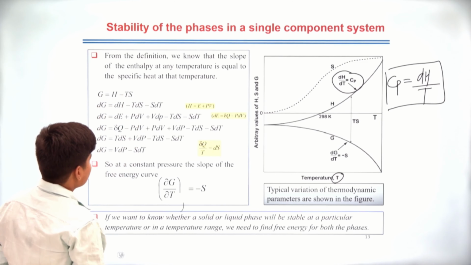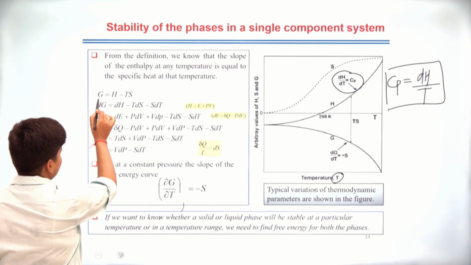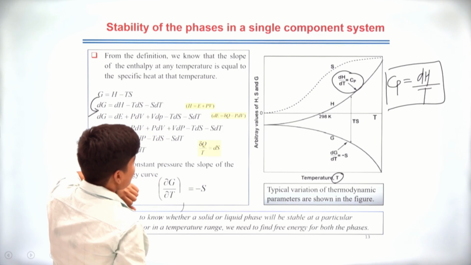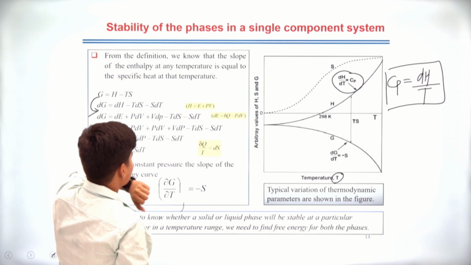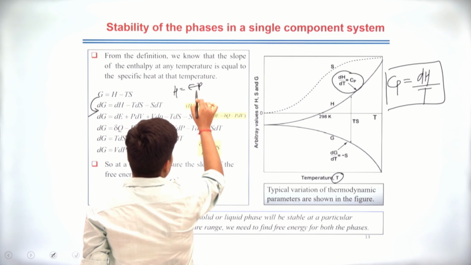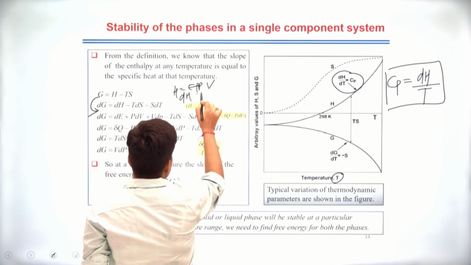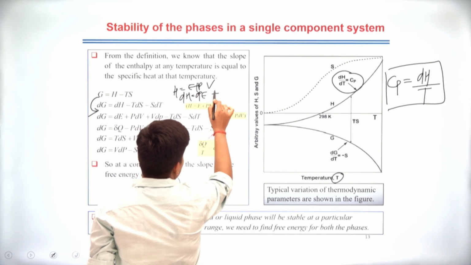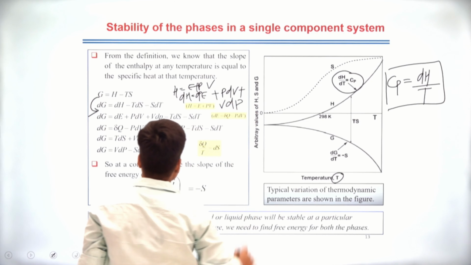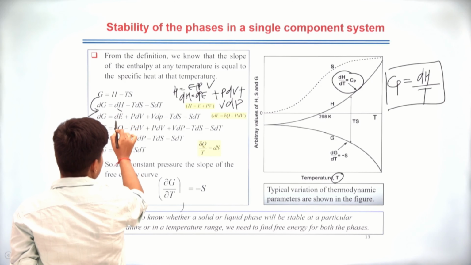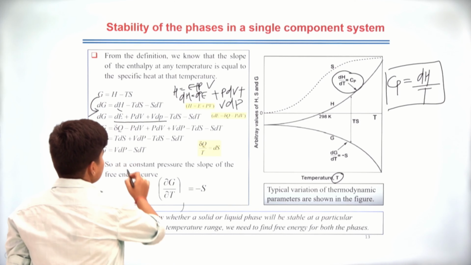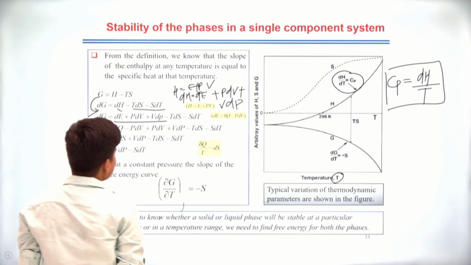If we take the differential, dG will be dH minus TdS minus SdT. And H is equal to E plus PV, we know. So dH we can write as dE plus PdV plus VdP. In the place of dH, we can write dE plus PdV plus VdP. Now, this is the same, minus TdS minus SdT.